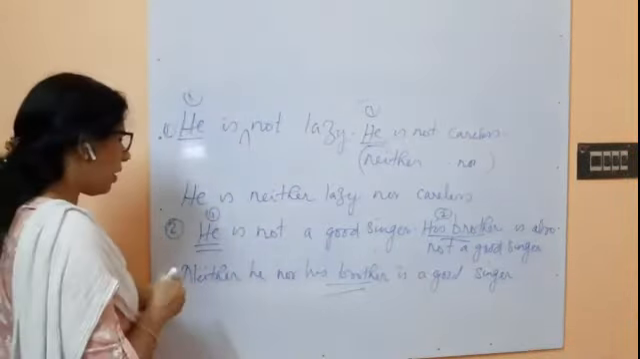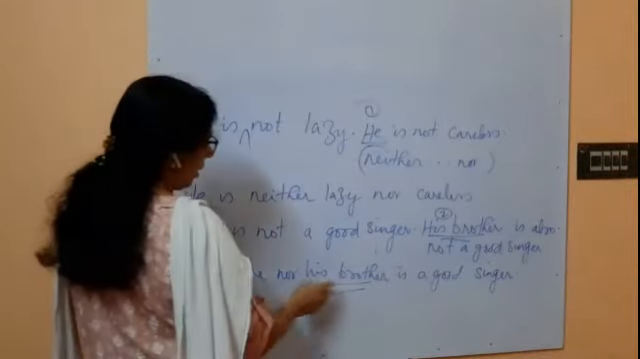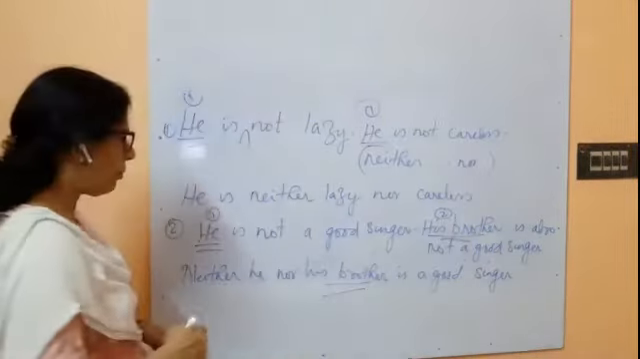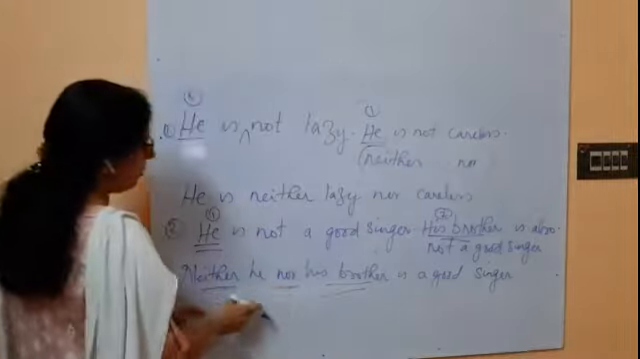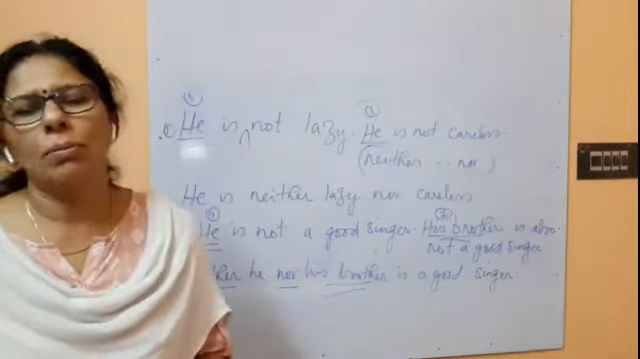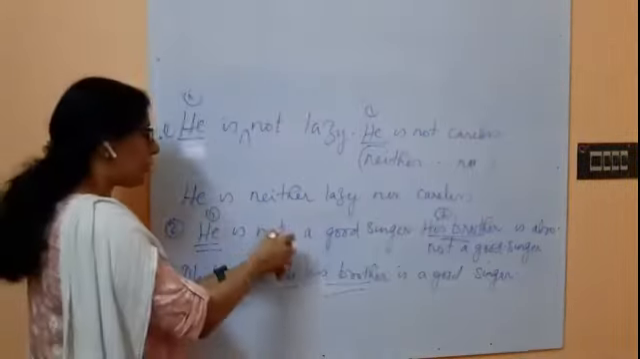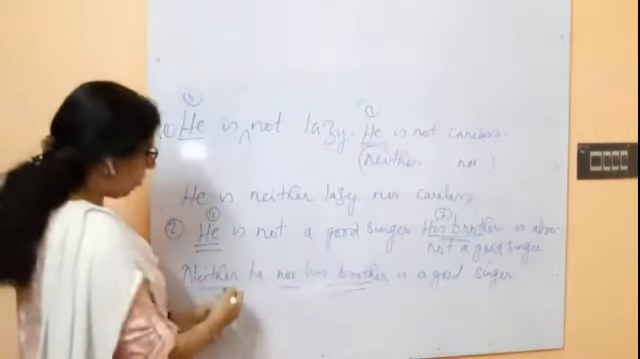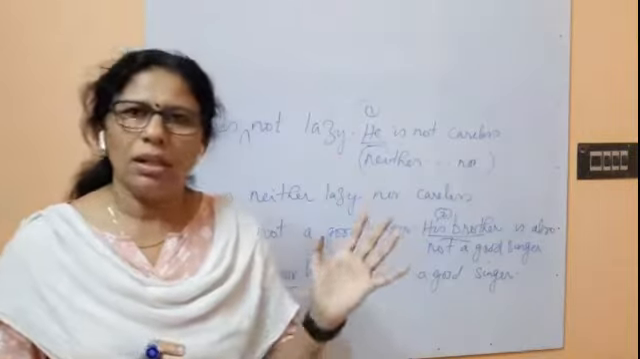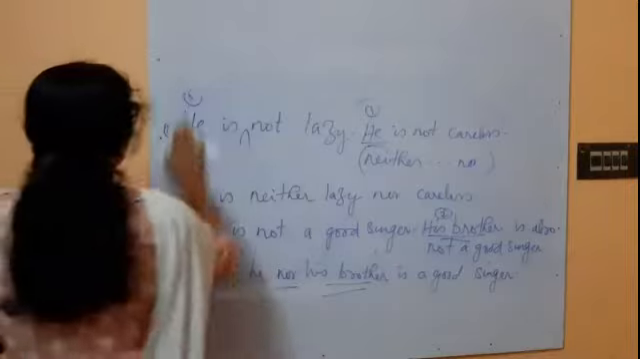And if we are using neither nor, there is no need of inserting another not in the sentence. Neither he nor his brother is not a good singer, don't insert. Why? Because neither nor itself will give a negative meaning and a double negative is not needed. If we use a double negative, it will become a positive sentence. Understood? So please be careful not to use one more not in the sentence. Already neither nor is there, that itself will give the negative meaning intended in the question. So these three rules are clear to all of you.